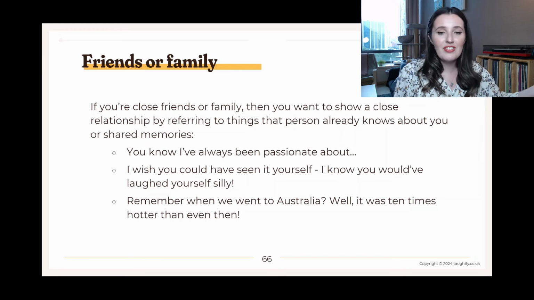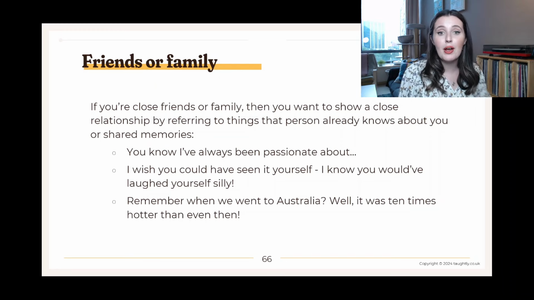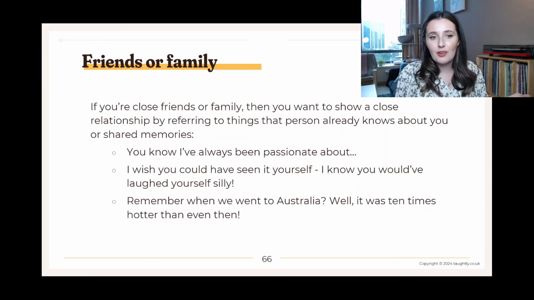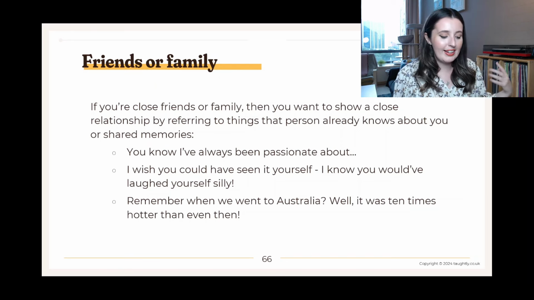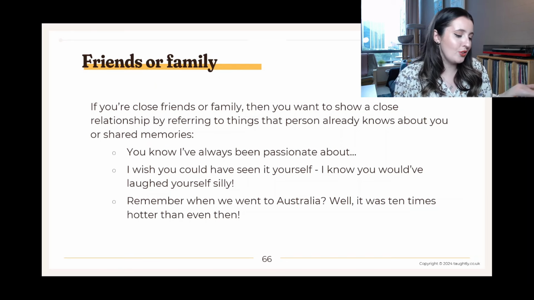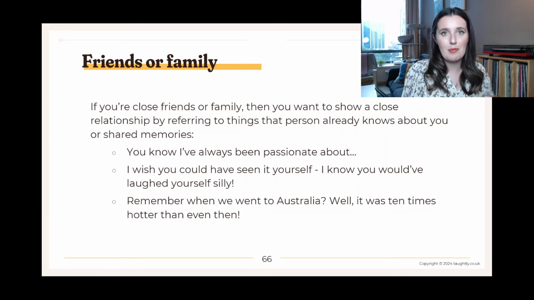Oh, like you would have found that so funny. I know you would have loved it. How would that person that you're writing to respond to what you're saying if they were there in person with you? Or a shared memory. Remember when we went to Australia? Well, it was 10 times even hotter than then. Or like, remember when I cried at the school disco? I cried even harder than that, right? So talking about those shared memories together.